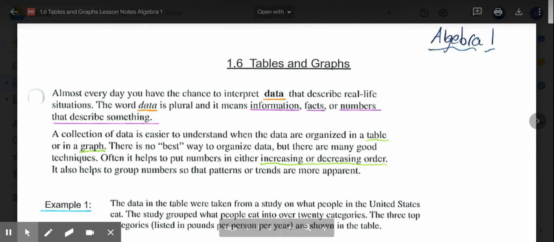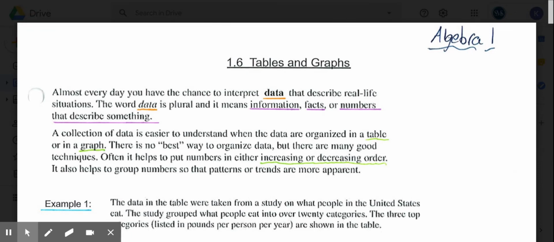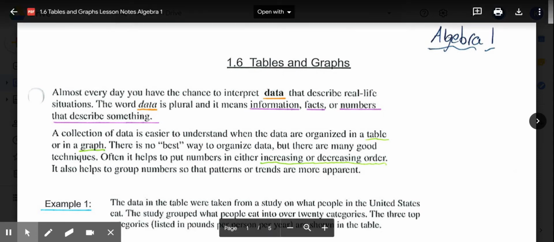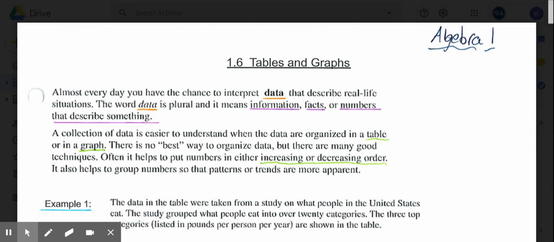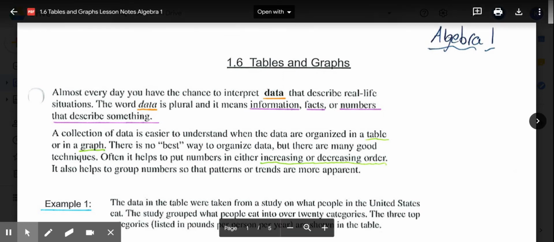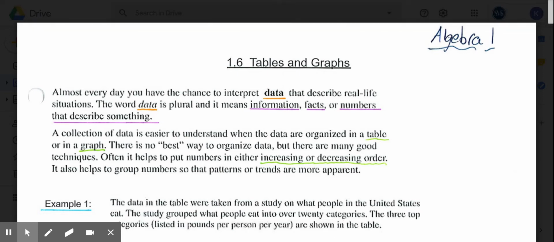Then it says, a collection of data is easier to understand when it is organized in a table or a graph. There is no best way to organize data, but there are many good techniques. Often it helps to put numbers in either increasing or decreasing order. It also helps to group numbers so that patterns or trends are more apparent.